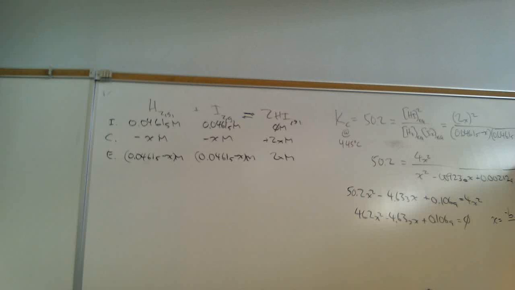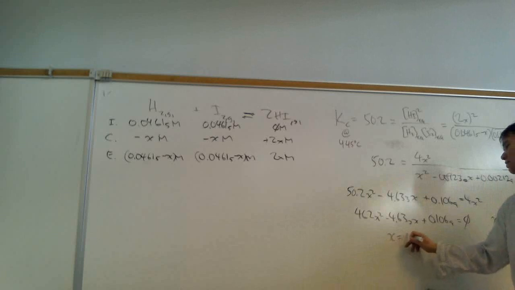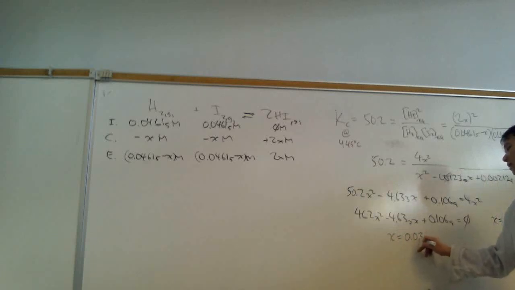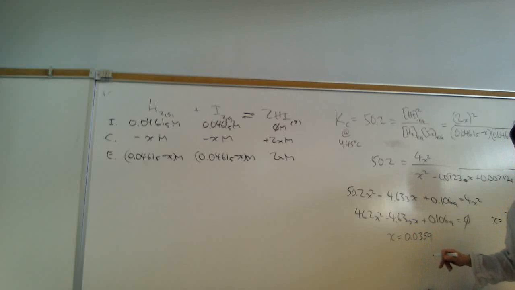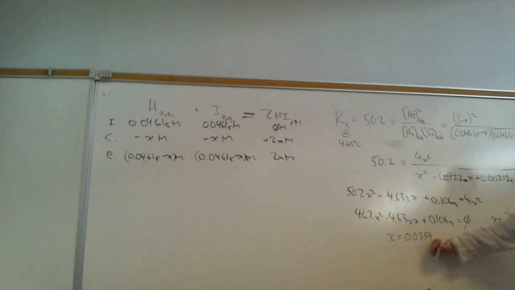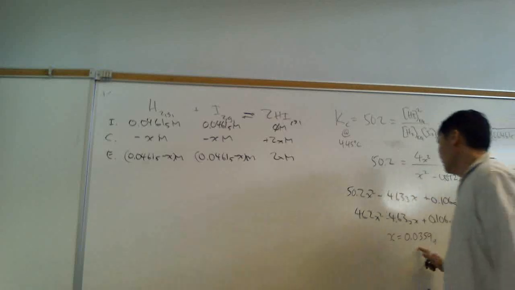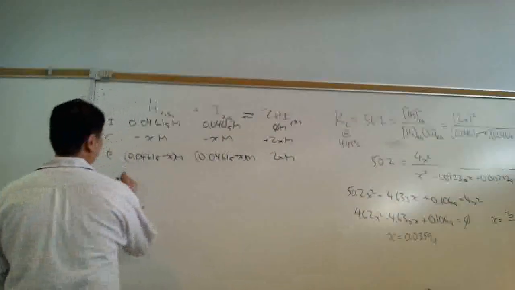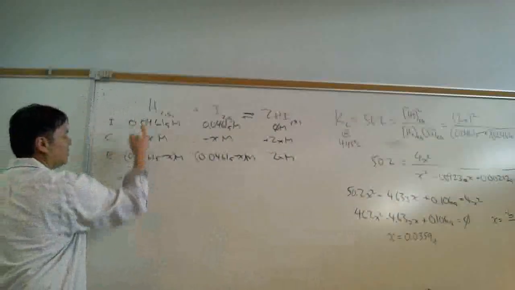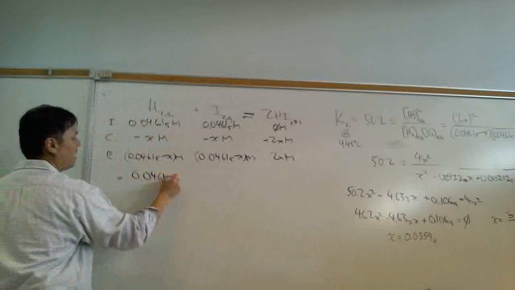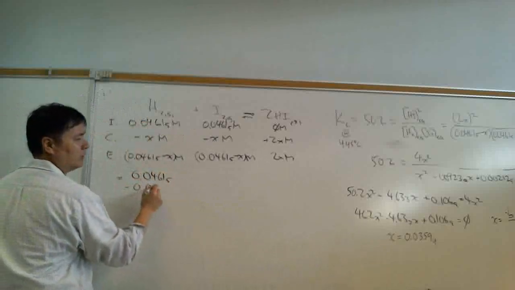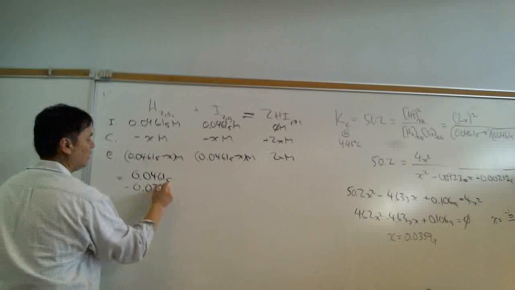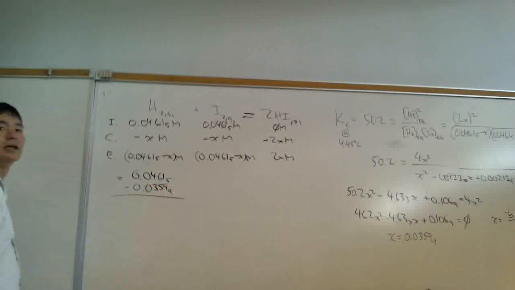Does somebody have the calculator? 0.0359, okay, x is equal to 0.03599. All right, we're going to carry this 9. All right, now let's go ahead and figure these out. The equilibrium hydrogen should be 0.04615 minus 0.03599. And that gives me what?